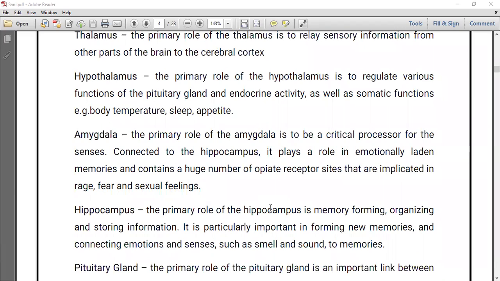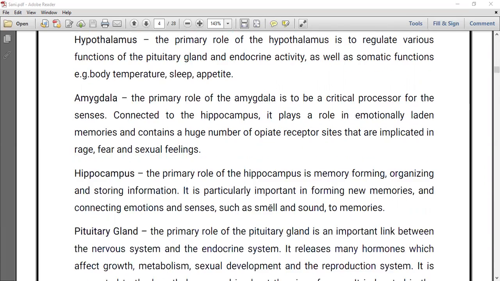Next one is the amygdala. The primary role of the amygdala is to be a critical processor for the senses. Connected to the hippocampus, it plays a role in emotionally laden memories and contains a huge number of opiate receptor sites that are implicated in rages, fears, and sexual feelings.